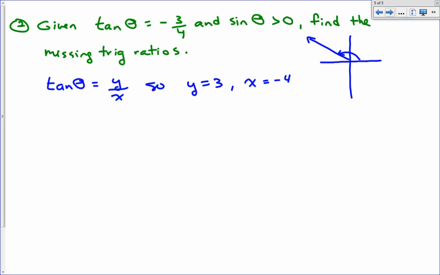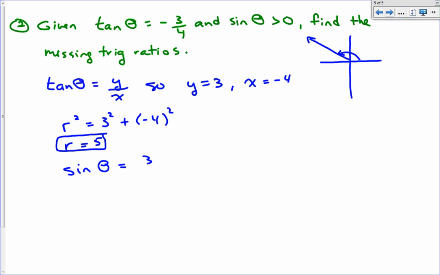Okay, so then let's calculate r. So r squared will be the sum of 3 squared plus negative 4 squared, which comes to 25, so r will be equal to 5. So now we can come up with the rest of the trig ratios. The sine of theta, y over r, will be 3/5. The cosine of theta, x over r, will be negative 4/5. Makes sense. Cosine is negative in quadrant 2.